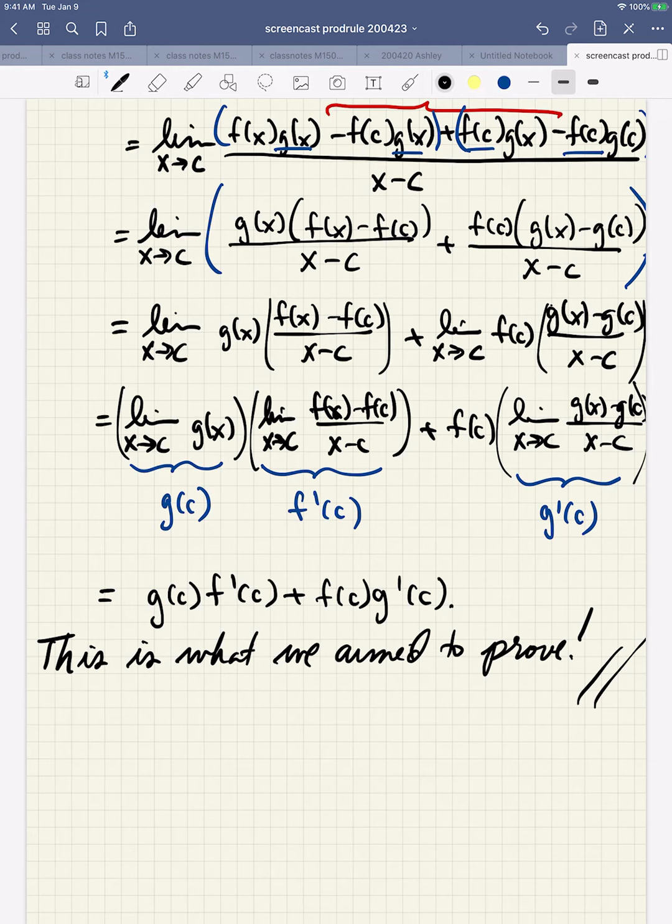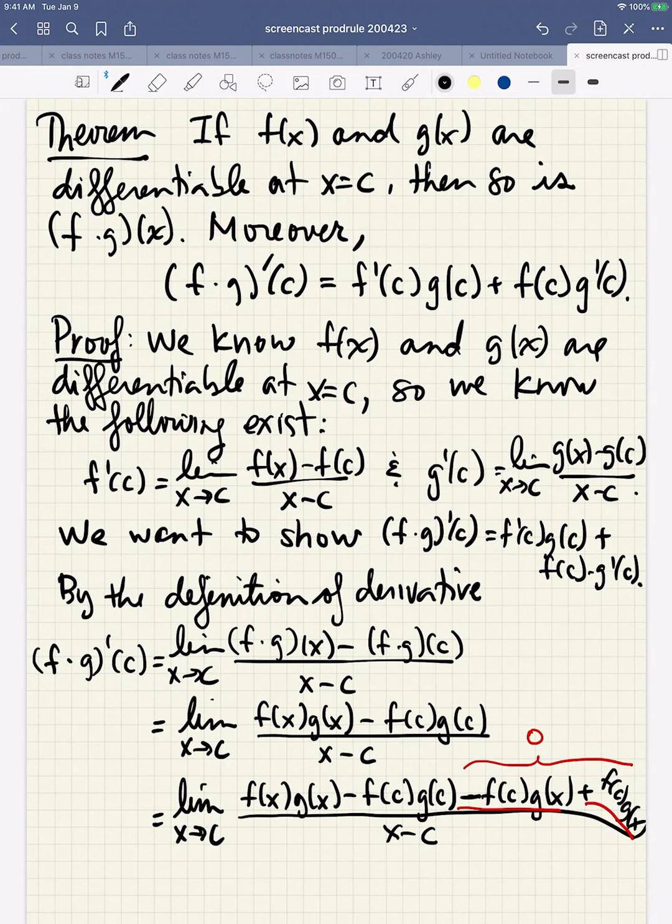And the proof is done. So that's the proof of the product rule. Study it. Make sure you understand every step. The one step that is oftentimes hard for people to remember is this creative step right here, where we're adding 0 in a creative way.